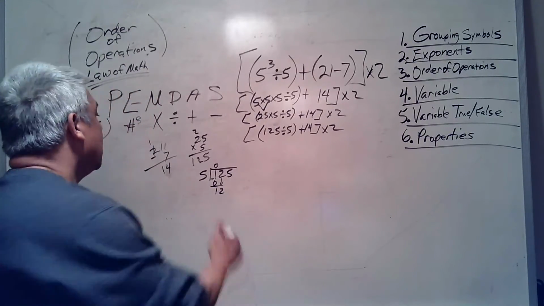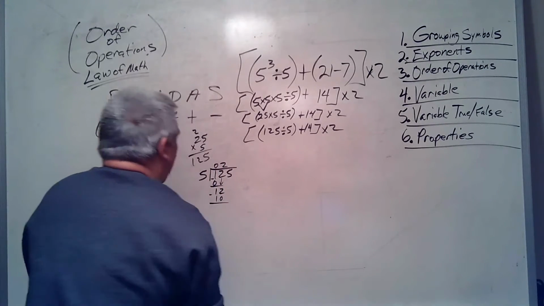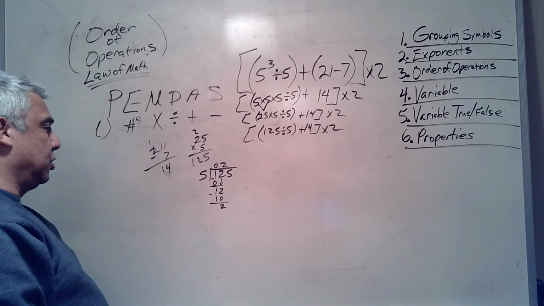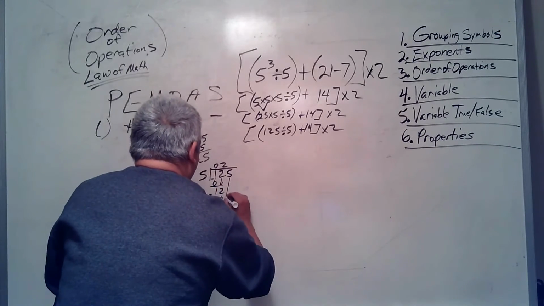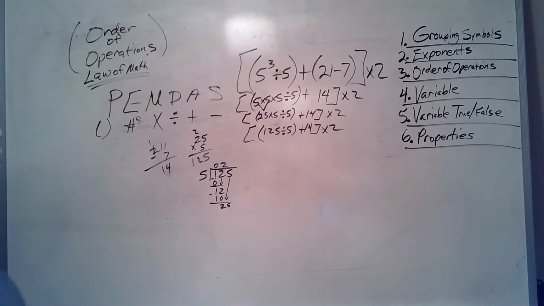2 times, because 2 times 5 is 10. Put that there, subtract. 12 minus 10 is 2. Bring this 5 to the party using an arrow. Yay! Now my new number house is the house of 25.